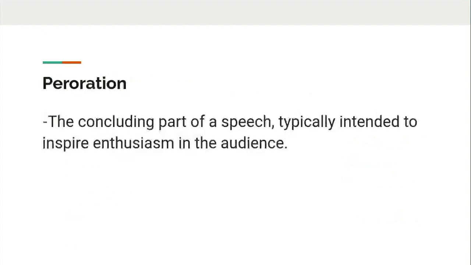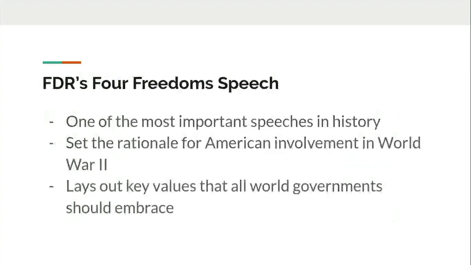And the last word is peroration, the concluding part of a speech typically intended to inspire enthusiasm in the audience. So this is like the last really cool part of a speech, after which everybody stands up and cheers. We're specifically going to be talking about the peroration in FDR's speech. That's why I wanted to point out this word. Plus, it's a really cool word. So I keep talking about this speech, so let's get into it.